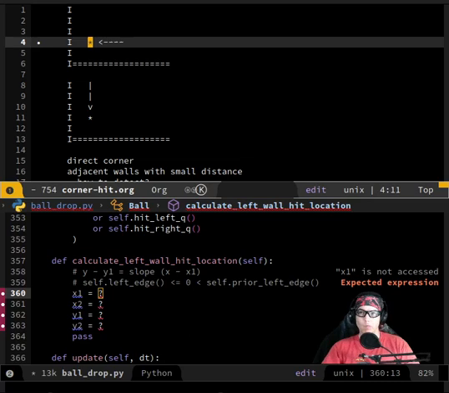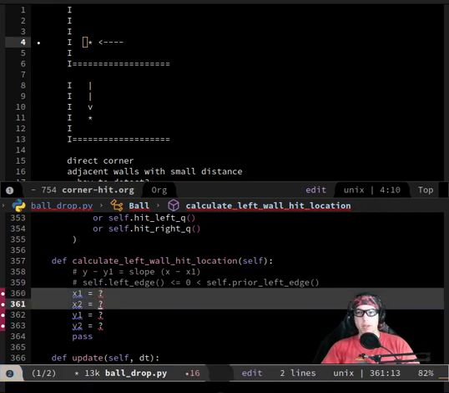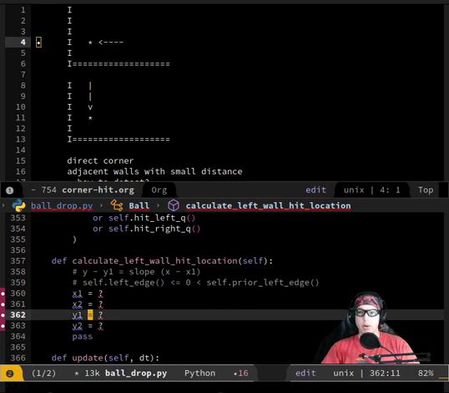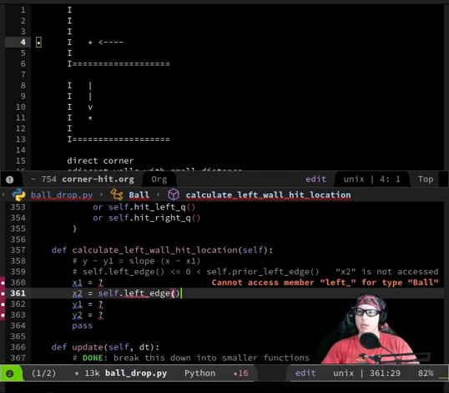We know the velocity. What is the X coordinate that we care about here in terms of the code? Oh yeah, left edge. Well, by the time this code is executing, the ball is actually over here. So prior. So that would be X2. We could do that. Self dot left edge.